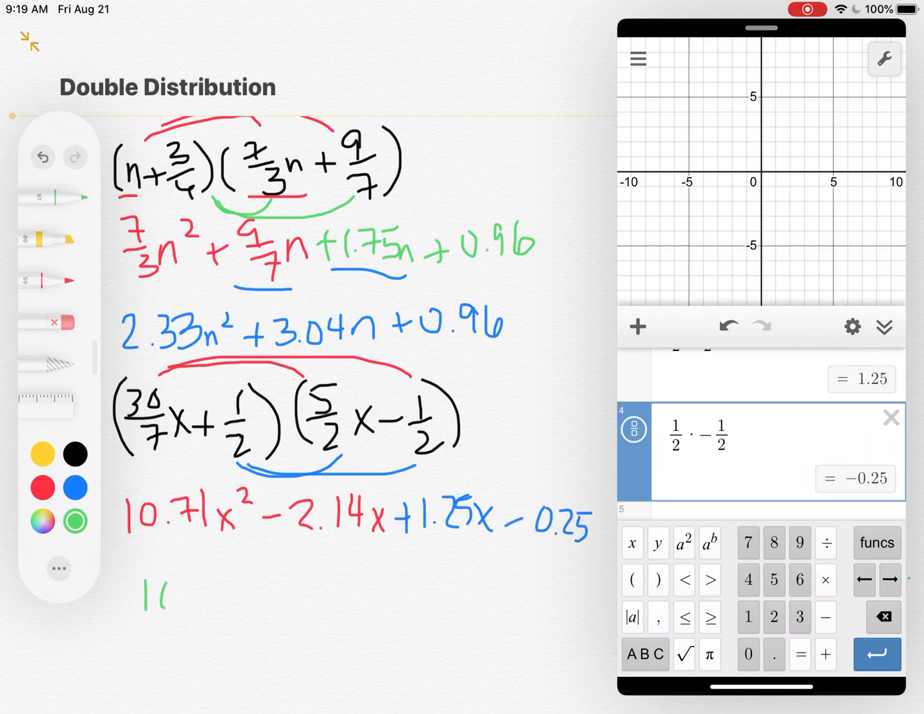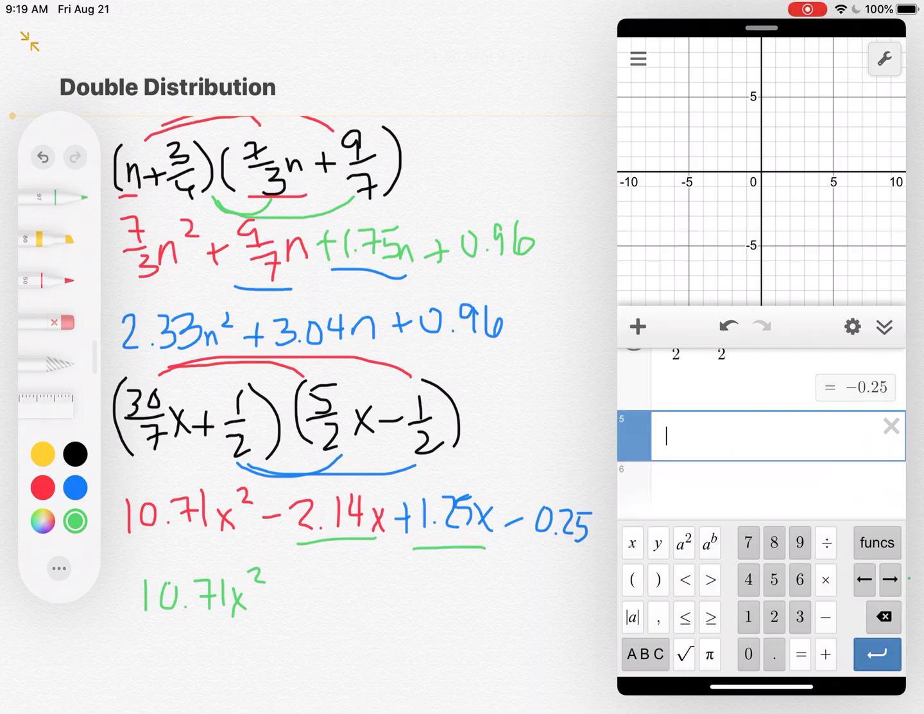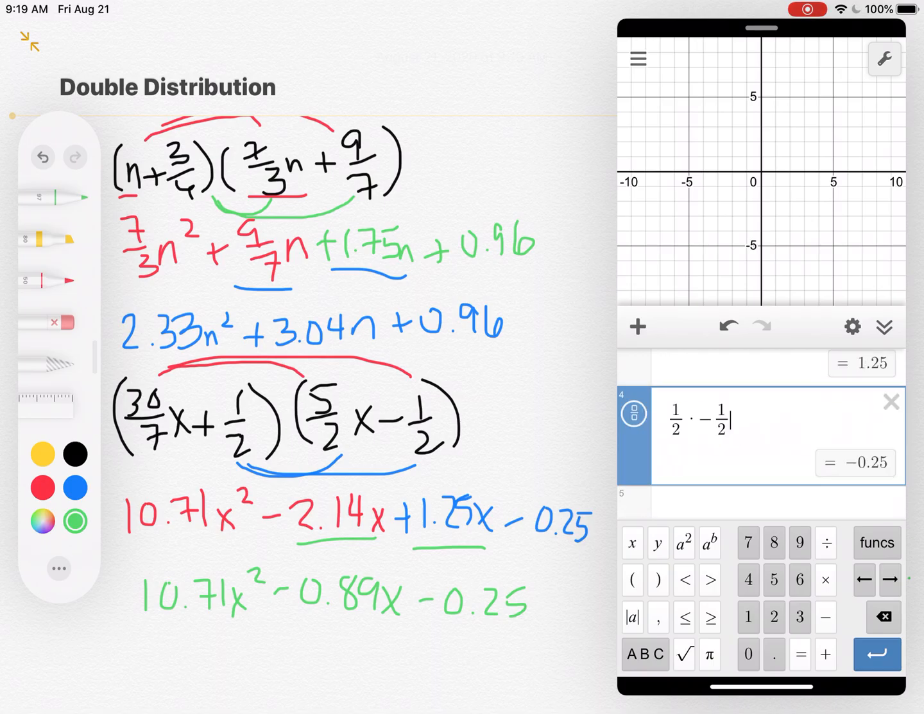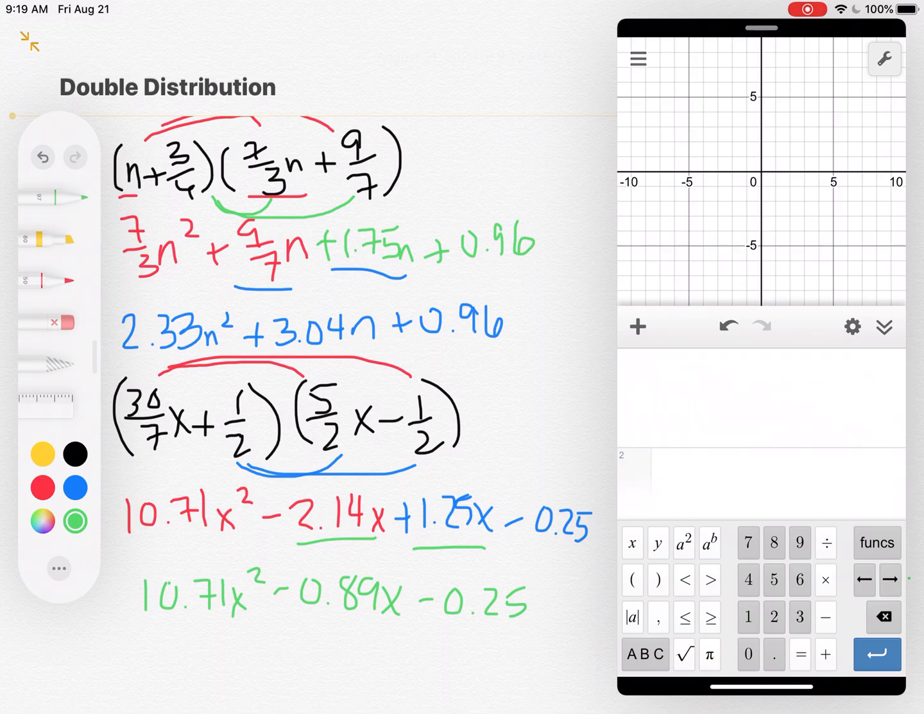Combine, combine. We only have one x squared term, so it stays the same. Negative 2.44 plus 1.25. Let's have Desmos do that for us. It's going to be negative 0.89x, and then minus 0.25. So fractions, not a big deal, just use Desmos to help you with the calculations.